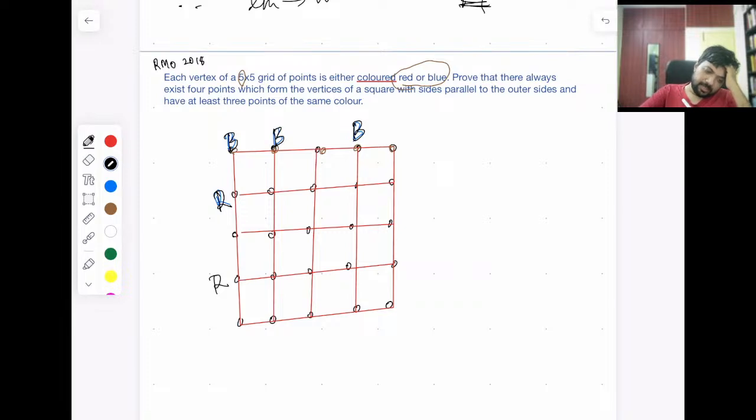But at least some 3 must be of the same color. But all of them could be red actually. No contradiction. Here also, if you put blue, we are done. So we are forced. I think it keeps forcing things to be red, something like that. This also is red.